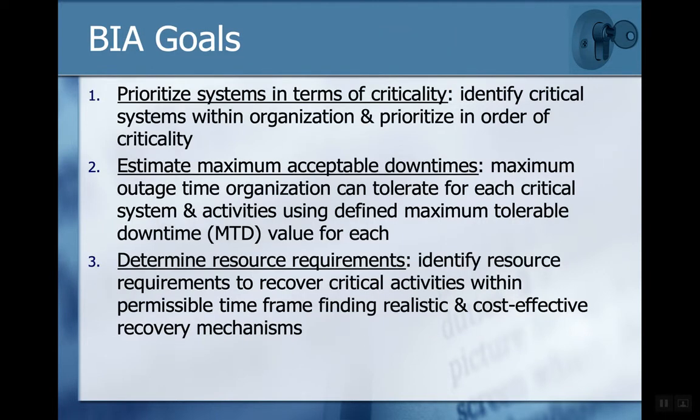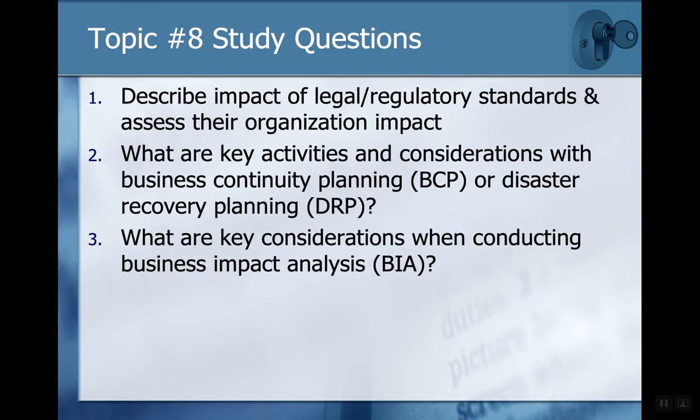The goals, as we say here, are to prioritize systems in terms of criticality, define maximum acceptable downtimes, and determine the resource requirements. What do you need to bring everything back and make things operational? And that really covers everything we need to know about our business continuity, business impact analysis, and disaster recovery planning.